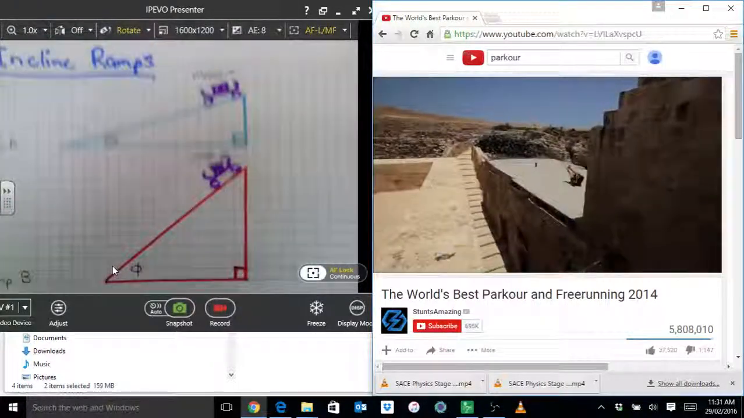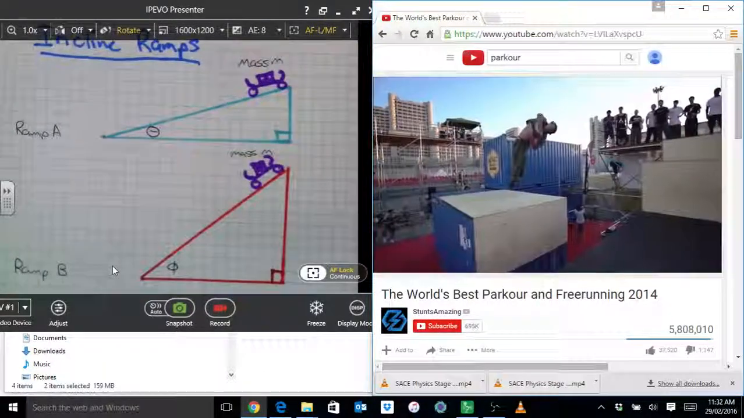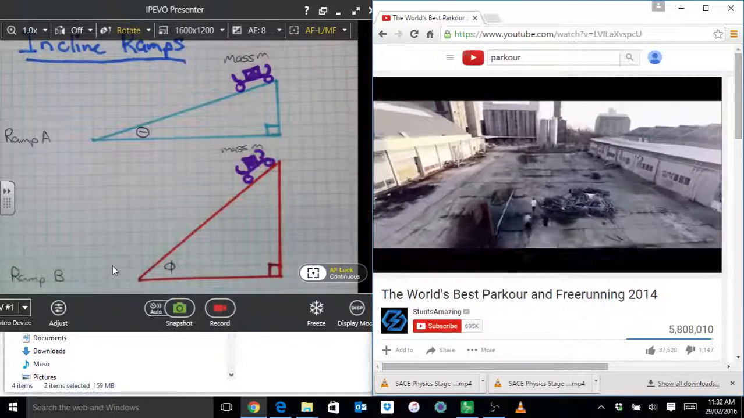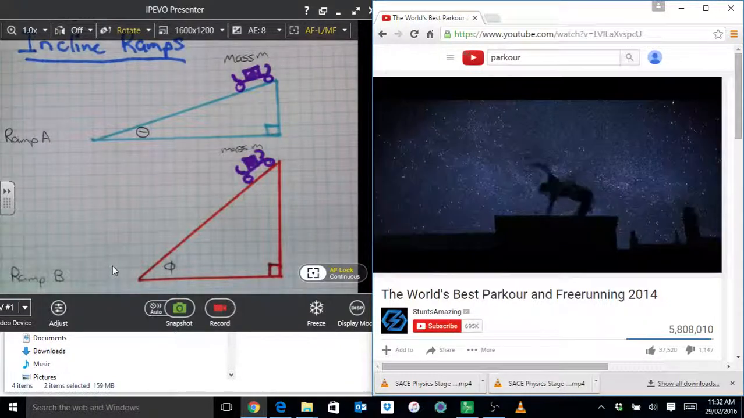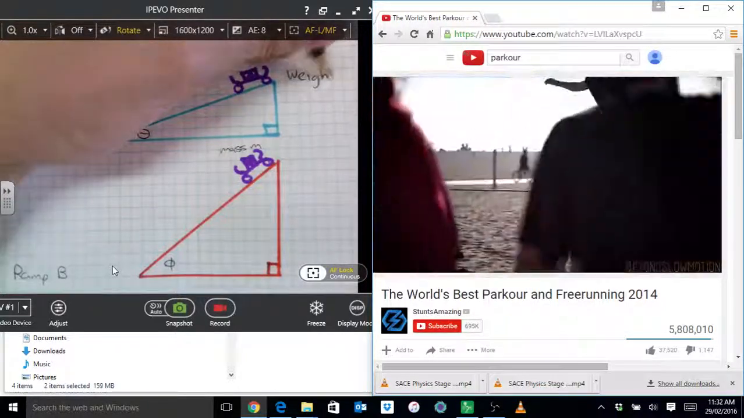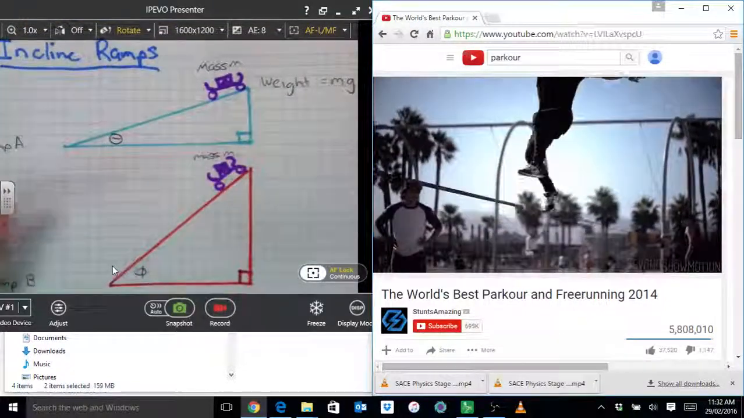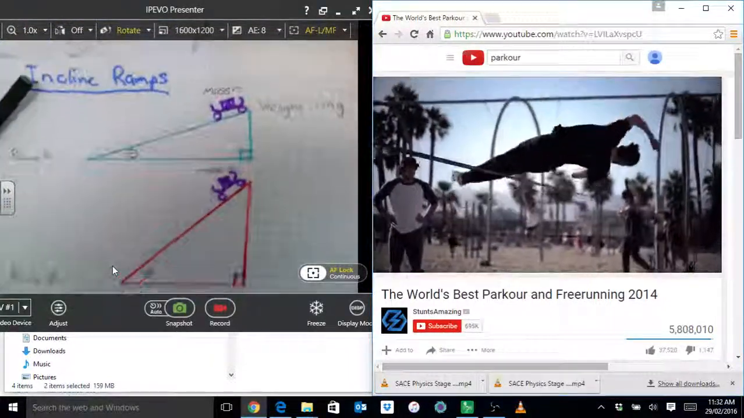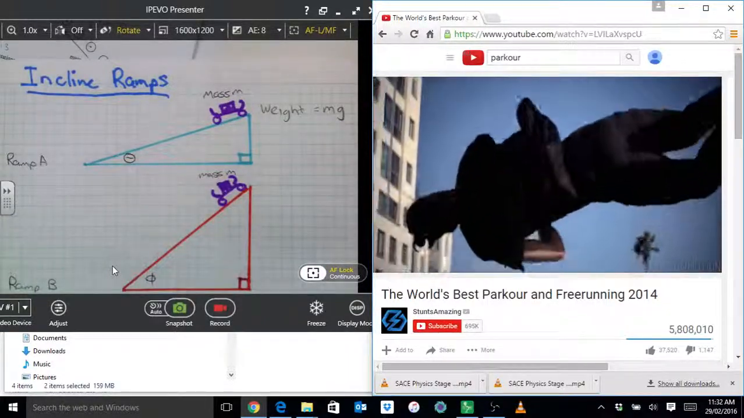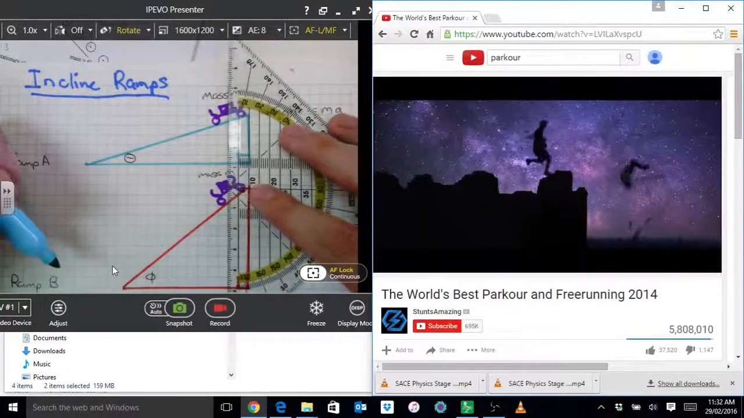So let's just focus back onto our planes here. All right, so we've got ramp A and ramp B. We're going to start off by drawing a vector that represents the weight. Now, weight equals mass times gravitational acceleration. So these have the same mass, so thereby they have the same weight. Gravitational acceleration is constant at 9.8.